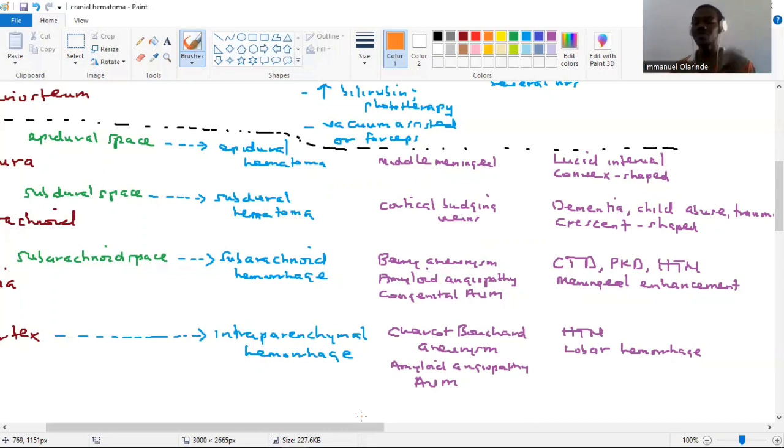The blood accumulates between the dura and the arachnoid matter, which is the subdural space. That is going to be a subdural hematoma. Subdural hematoma is a rupture of cortical bridging veins, so veins that drain the cerebral cortex. If they rupture, that is going to lead to a subdural hematoma.